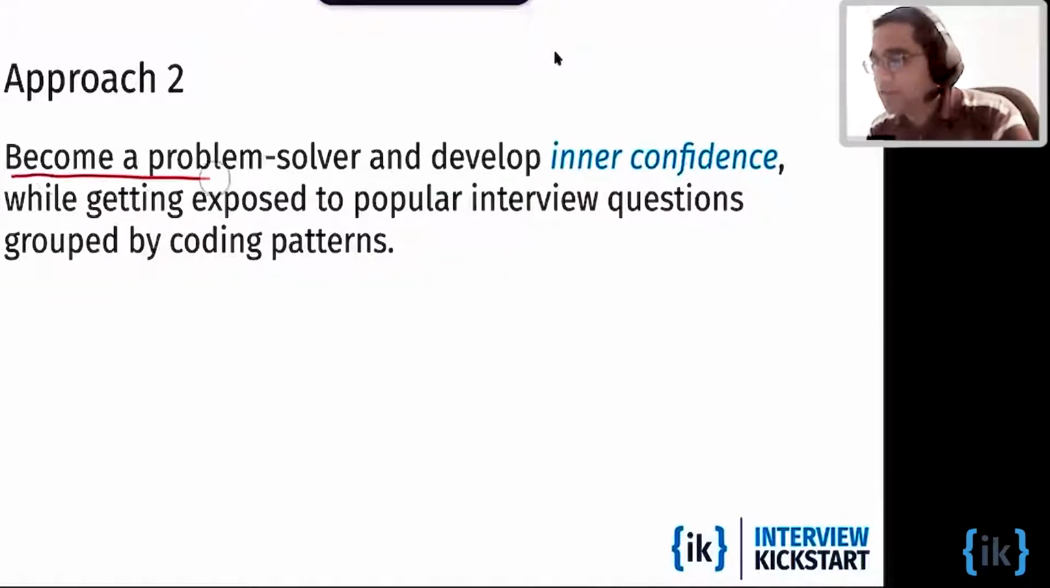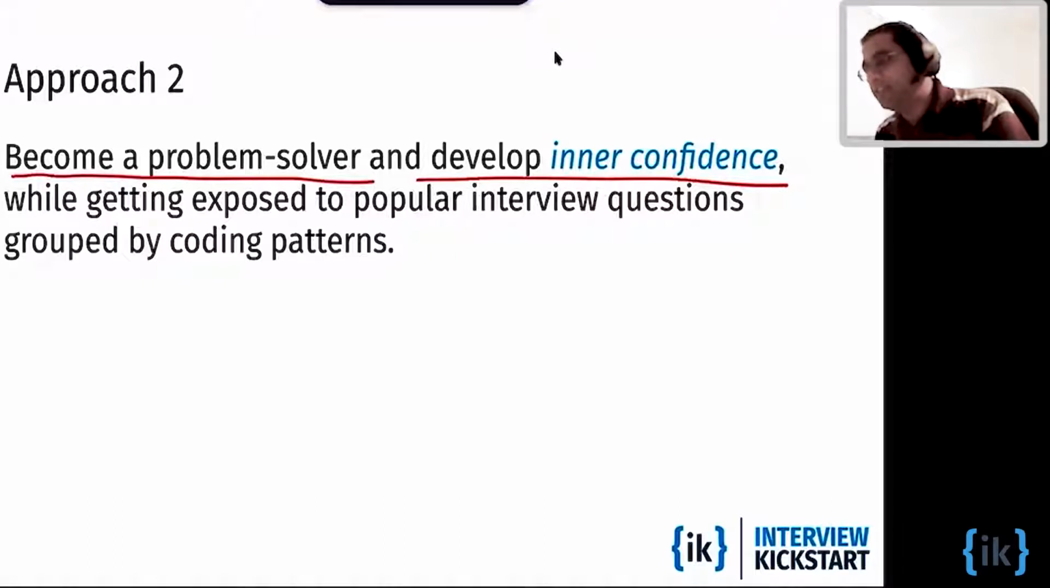We want to teach you how to become a problem solver so that you develop an inner confidence. This inner confidence is the antidote for anxiety in an interview. Once you learn repeatedly to solve questions you have not seen before in your preparation, you develop this inner confidence, and when you walk into the interview, you know that you have solved many such questions before, right, throughout your prep. So it's not a new situation for you.